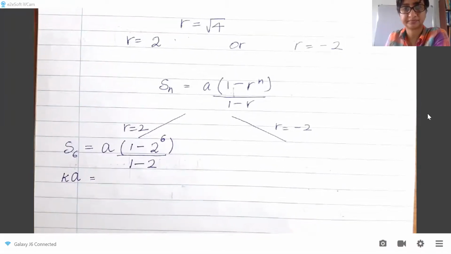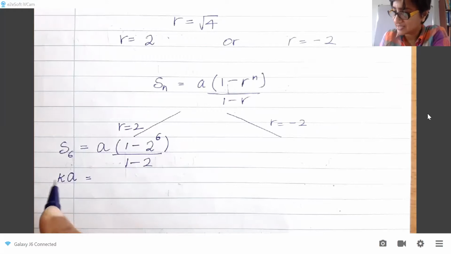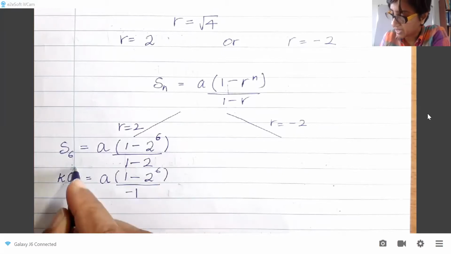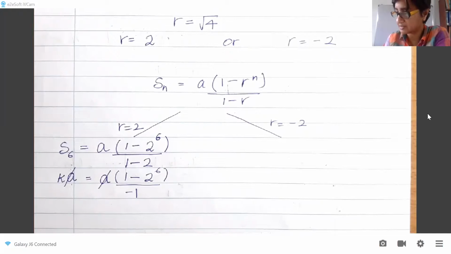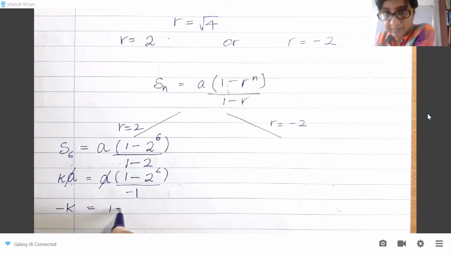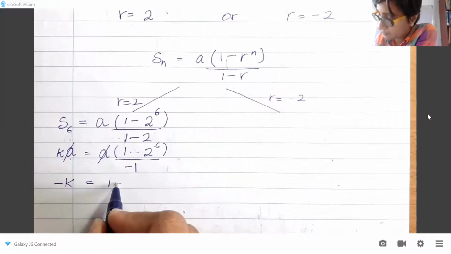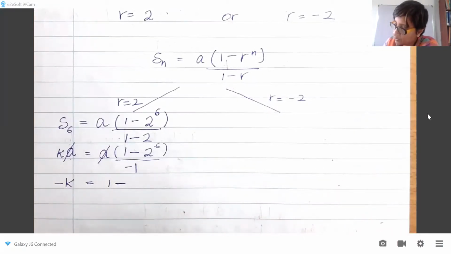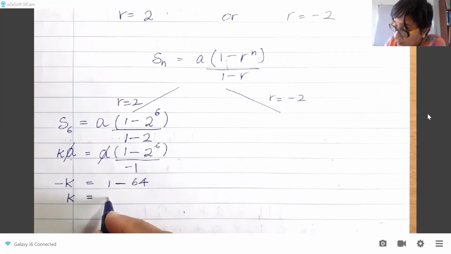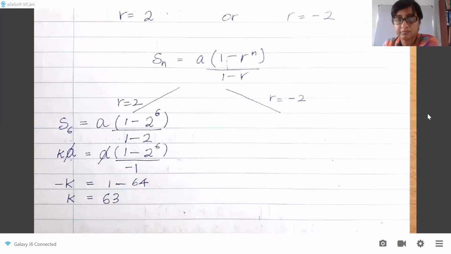Oops, I'm sorry. You're not seeing what I'm writing. So S6 is KA, A times 1 minus 2 to the power of 6, I'll work this out later, divided by 1 minus 2, which is minus 1. And again, I can cancel off the A because I know A is not 0. I can solve this to find K, if I multiply both sides by minus 1. What is 2 to the power of 6? 2, 4, 8, 16, 32, 64. K is 63.